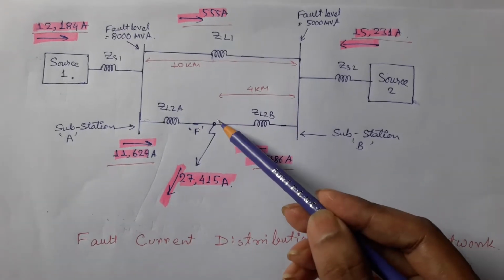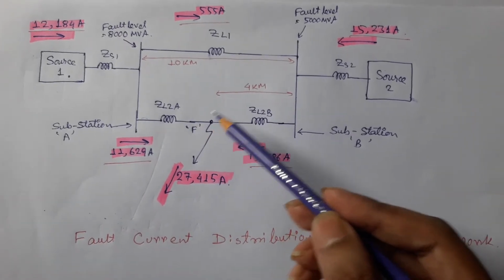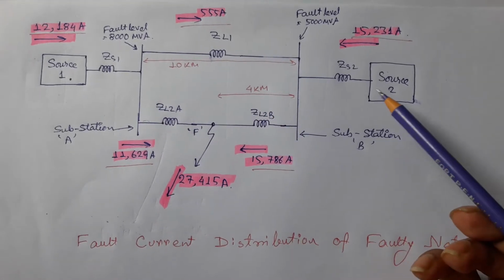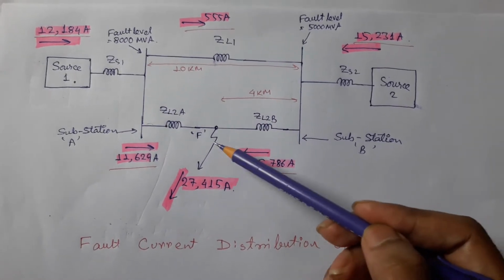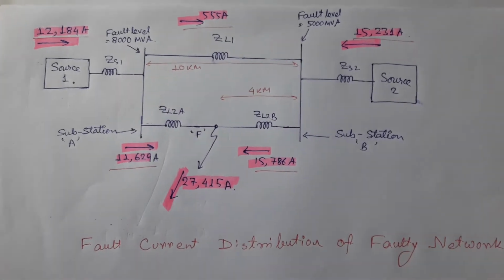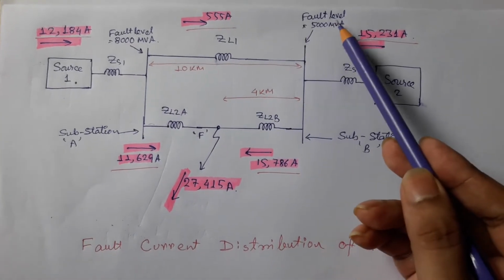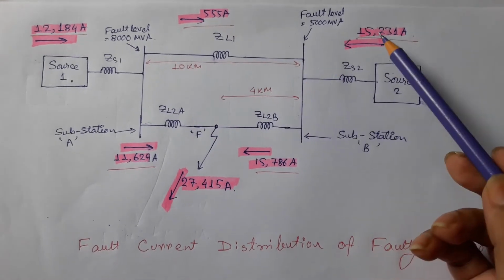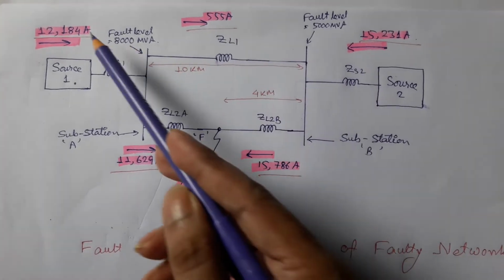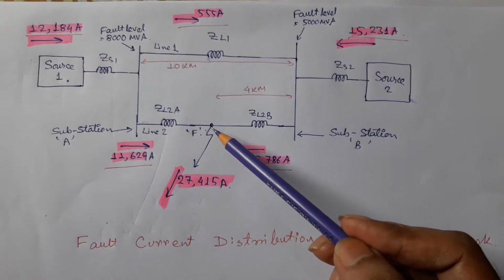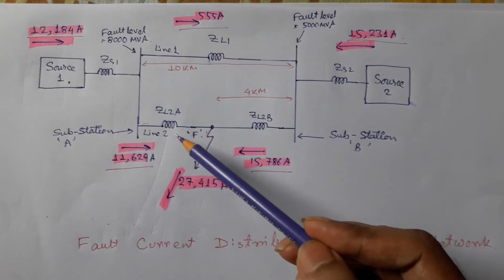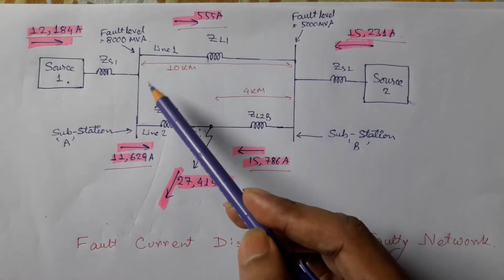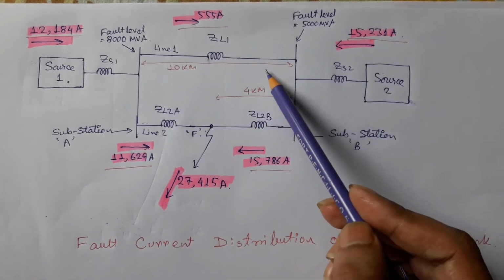If a three-phase symmetrical fault occurred at point F of a 33 kV network connected with two sources, source 1 and source 2, then the fault current will be supplied by both sources. Notice that in spite of lower fault level at bus bar B, source 2 is supplying more fault current than source 1. Also notice that for a fault at point F of line 2, line 1 is supplying fault current from substation A to substation B.